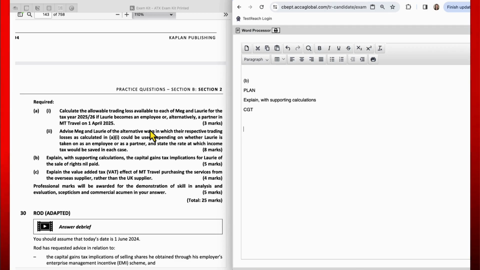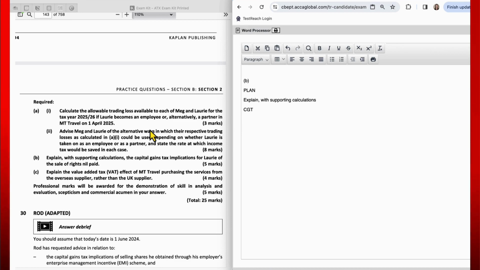Think of the number of people who get 49 in the exam and how they wish that instead of going panic, sale of rights nil paid, not got a clue, and moving on to another question, or spending 5 minutes sitting panicking about the fact they don't know what this is, they could actually have potentially done something to pick up 1 or 2 of those 5 marks and then moved on.